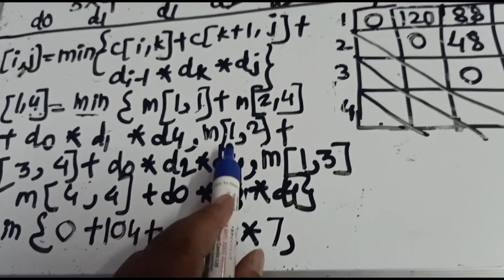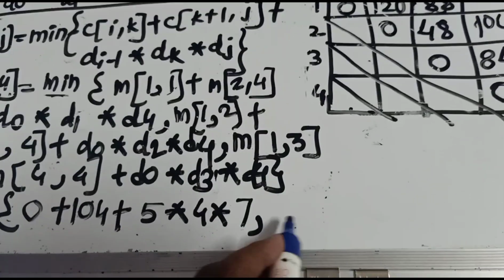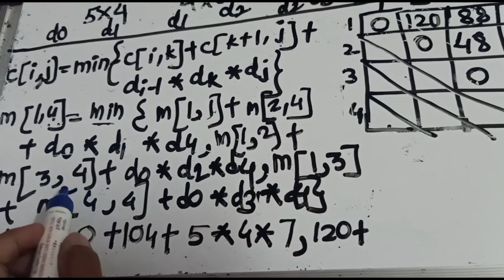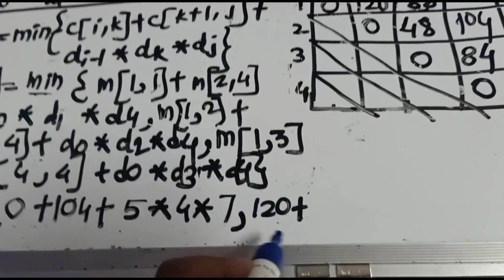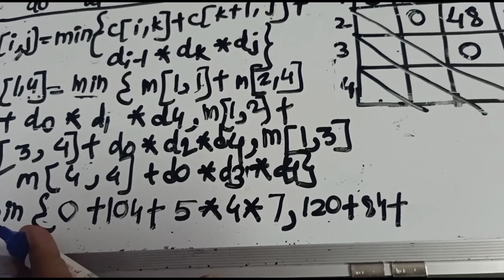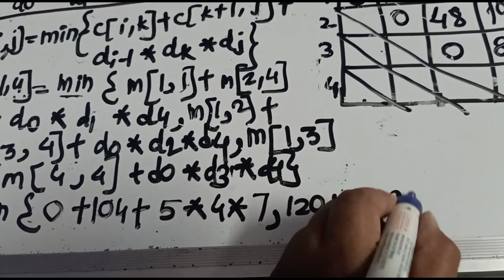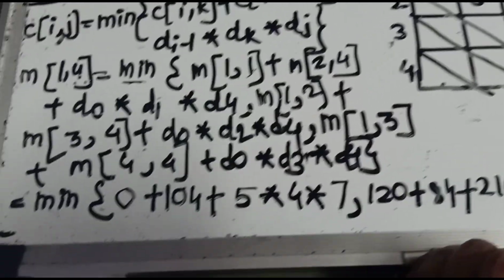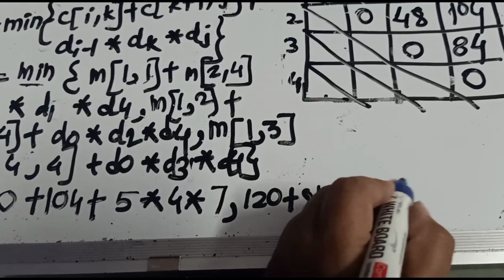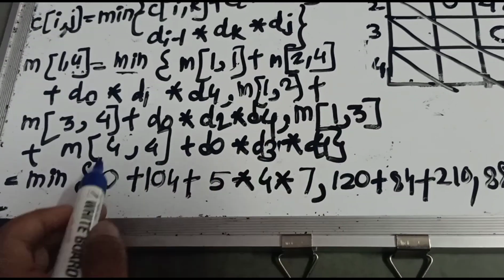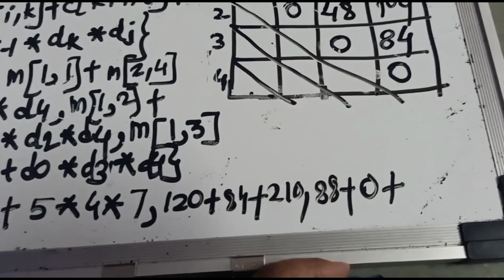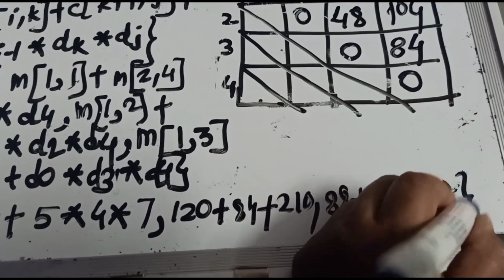Next value it will be m of 1 comma 2. M of 1 comma 2 is 120, plus m of 3 comma 4, which is 84, plus the dimensions; again I will not write down the dimensions here, I will just put the result directly, it is 210. The same thing we will do for the third value. M of 1 comma 3 is 88, plus m of 4 comma 4, which is 0, plus whatever the dimension product is; the result is 70.